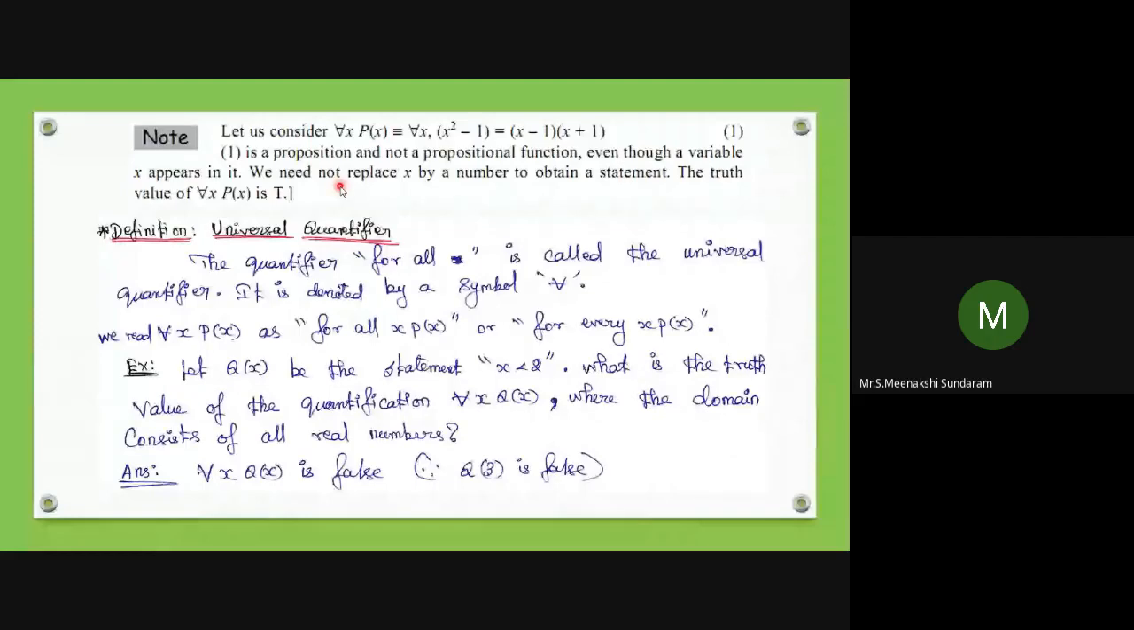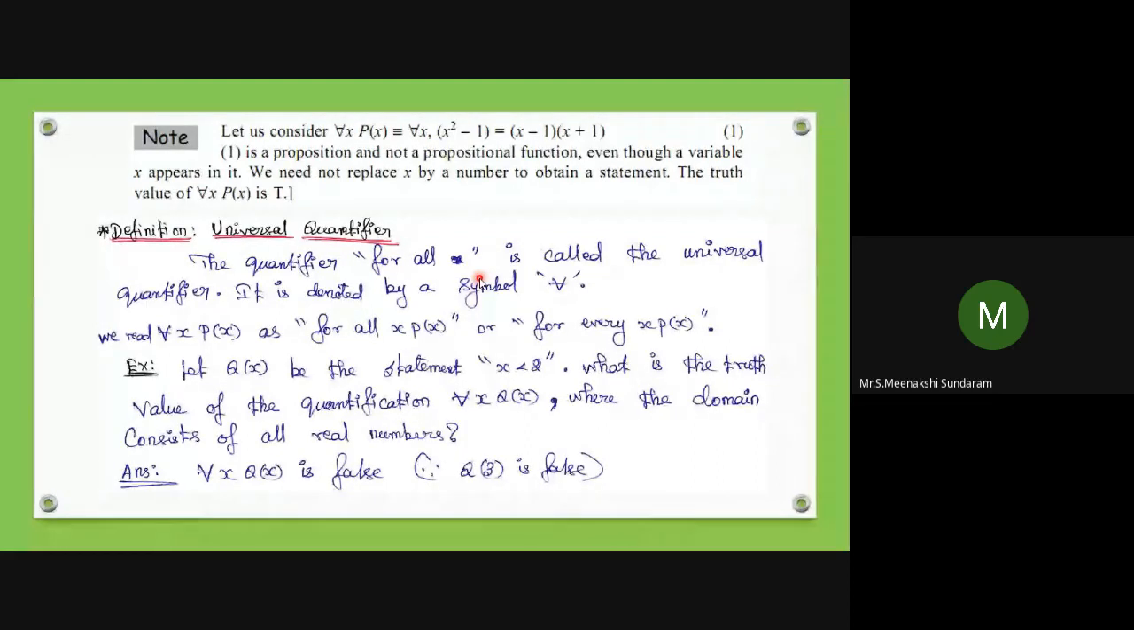The truth value of for all x P of x is true in all the cases. For x square minus 1, it is applicable for all x. Some value will come; you can put any value of x. You can even put x equal to 0, minus 5, minus 2, minus 3, 1 by 2. Any value you can substitute, and compulsorily you can get the output. That is a true statement.